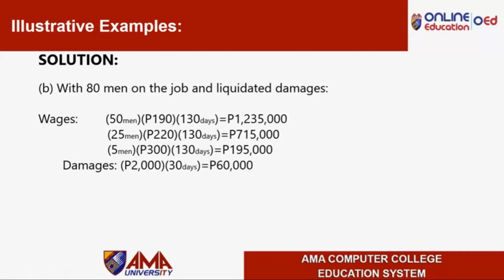Since the estimated is 130 days, we have an excess of 30 days. So 2,000 for the damages per day multiplied by 30 days, and we have an additional 60,000. So the total expense is 2,205,000. That's for 80 men.